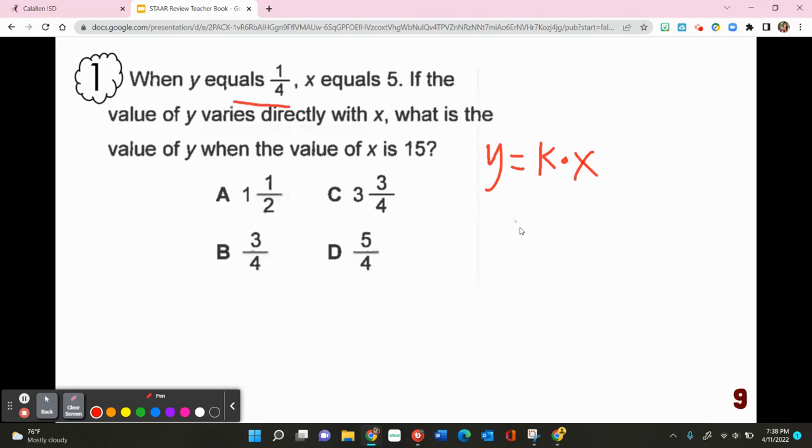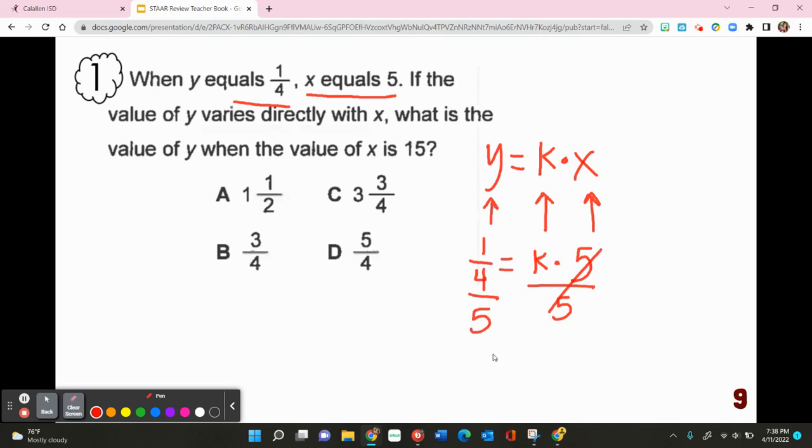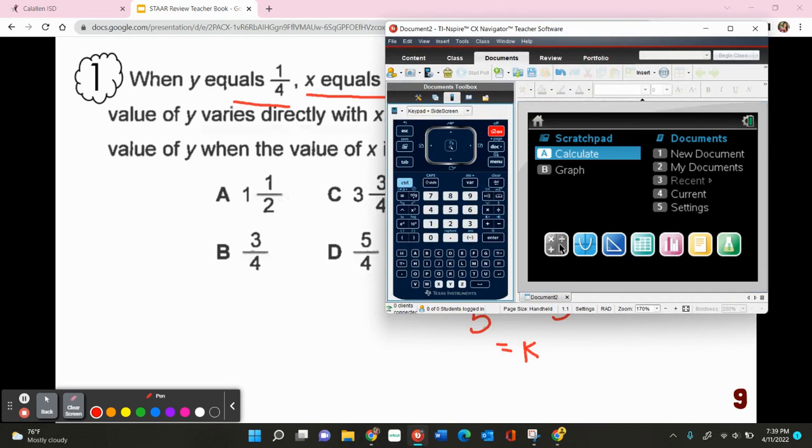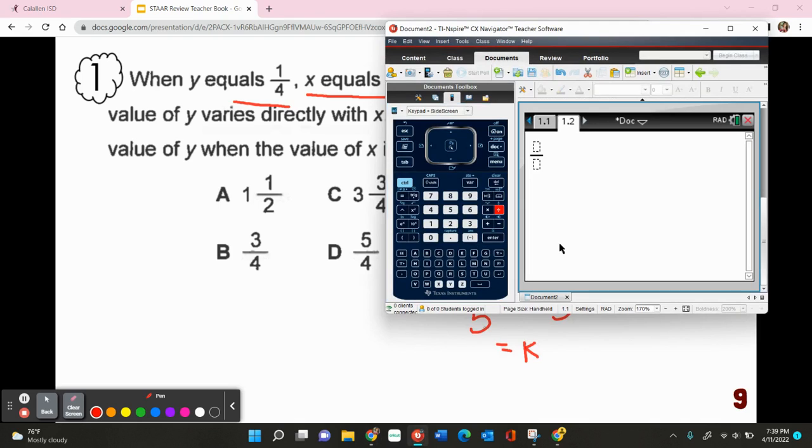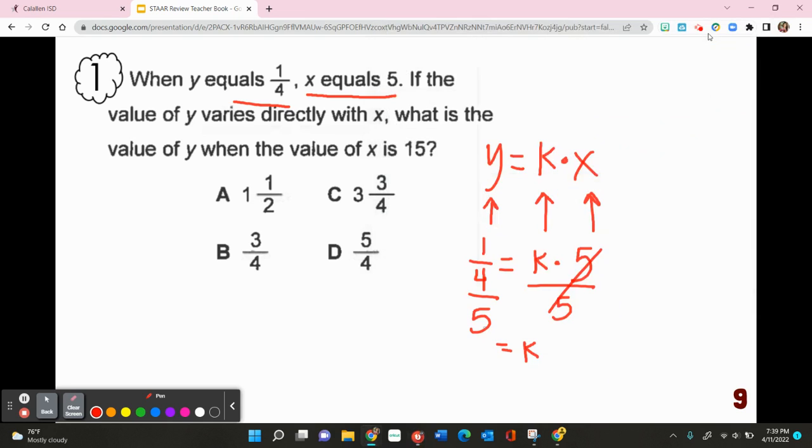And in the problem, it says when y equals 1/4, so here I'm going to put 1/4, whenever y equals 1/4, x equals 5. So I'm looking for k times x, which is 5. Now, to solve for k, right now it's being multiplied by 5, so I'm going to divide by 5 on both sides. This is going to cancel out. I'm going to open up a calculator window. Control divide, and then we have 1 over 4 on top, and then 5 on the bottom, and we get 1 over 20. So here, k equals 1 over 20.